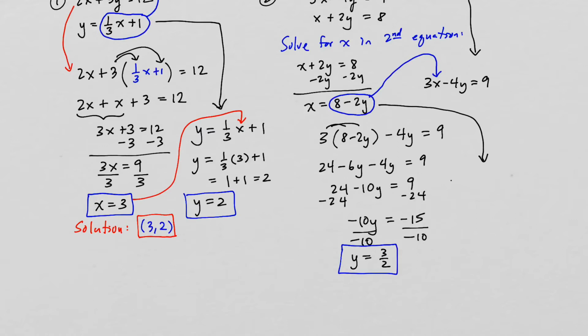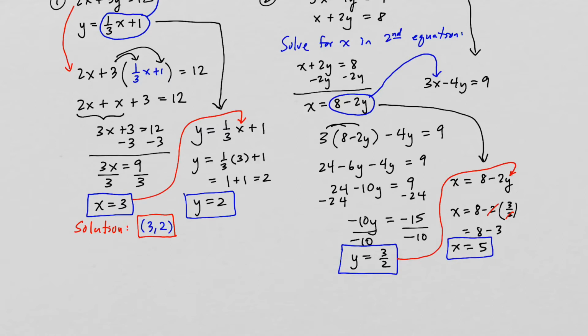So that original substitution was x equals 8 minus 2y. And then we are going to take our answer for y and plug it in. And when doing so, we get x equals 8 minus 2 times 3 over 2, which is 8 minus, 2's cancel, so it's 8 minus 3, which is 5. And so x is equal to 5.